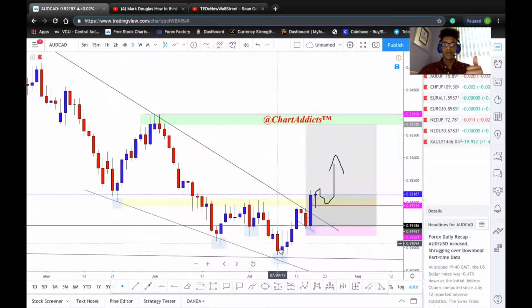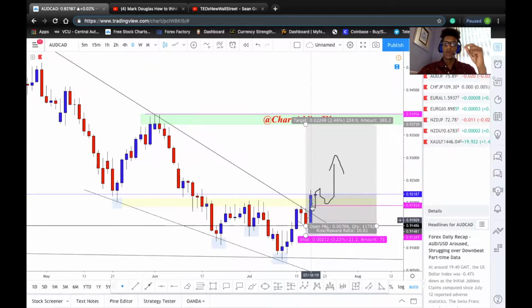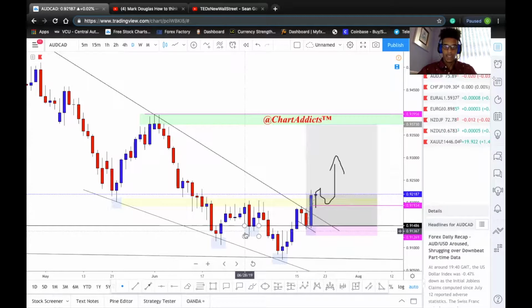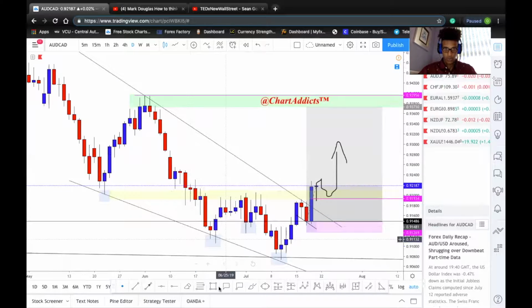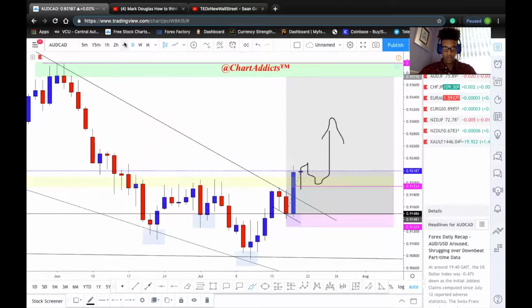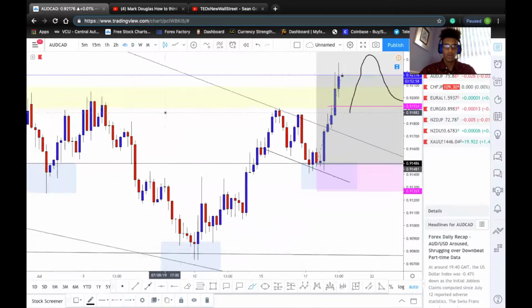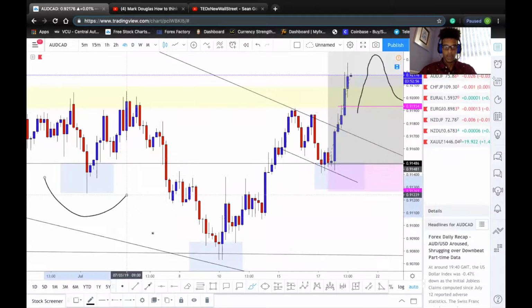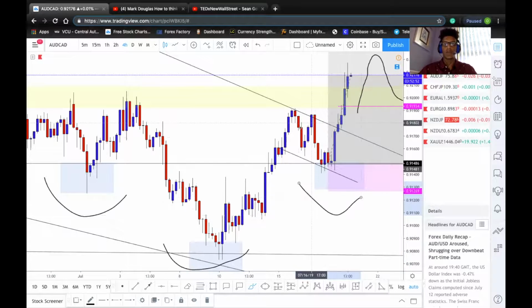In confluence with our trend line breaking, you guys can see we had this head and shoulders formation, the blue head and shoulders. And we had another head and shoulders on the 4-hour. If we zoom in even further, you guys can see we had the inverted left shoulder, the head, and the right shoulder in confluence with this flag breakout.